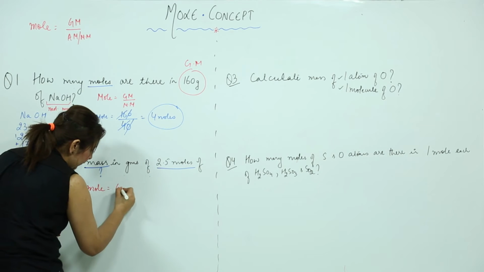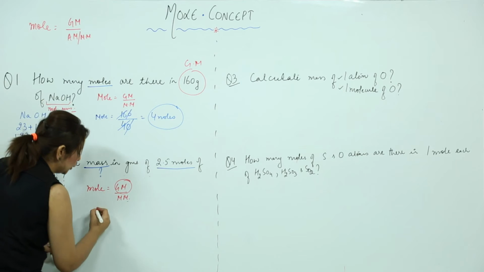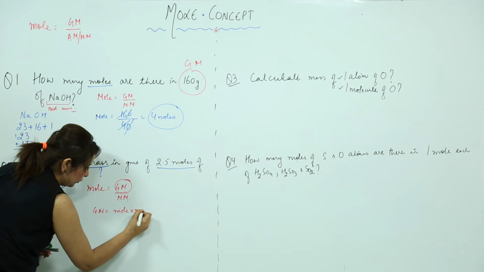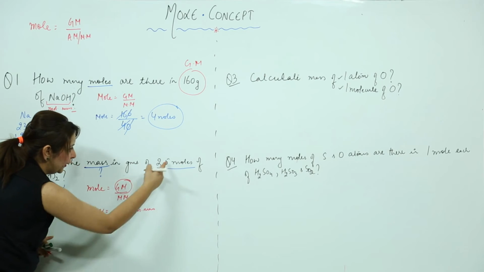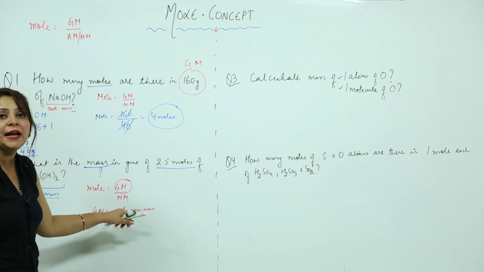Mole is equal to given mass over molecular mass, right? So I need to find this. So I have given mass is equal to mole into molecular mass. So how many moles we have? We have 2.5 moles. What is the molecular mass? Again I have to count.